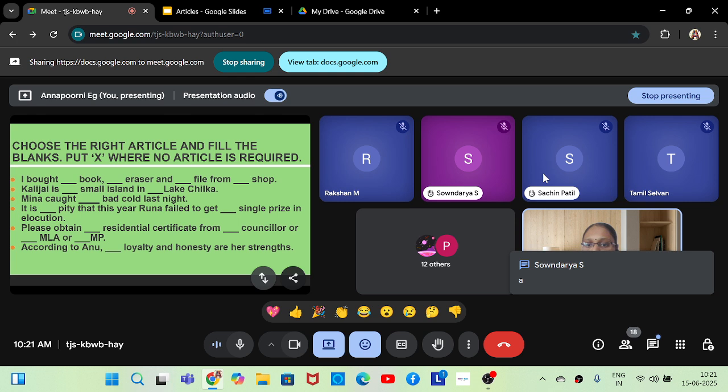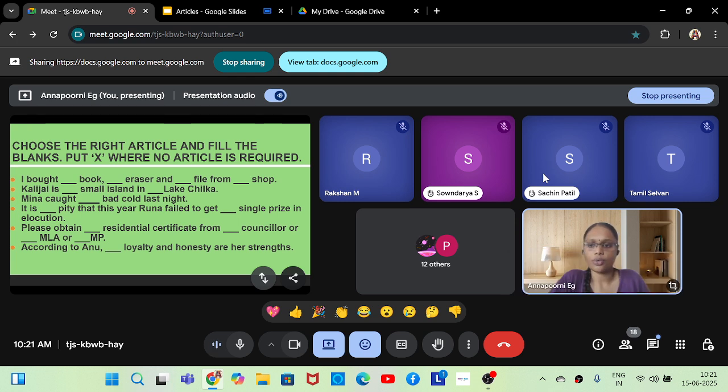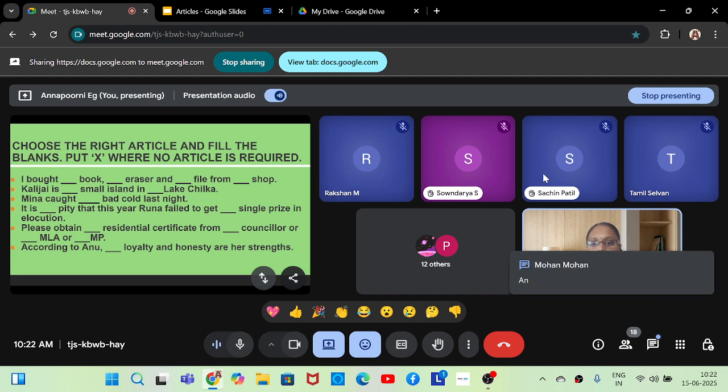Okay, please obtain a residential certificate. What about the remaining answers? From the councillor or the MLA or the MP. So please obtain a residential certificate from the councillor or the MLA or the MP. Okay, so why I'm using "the" is because I cannot tell an MLA or an MP.